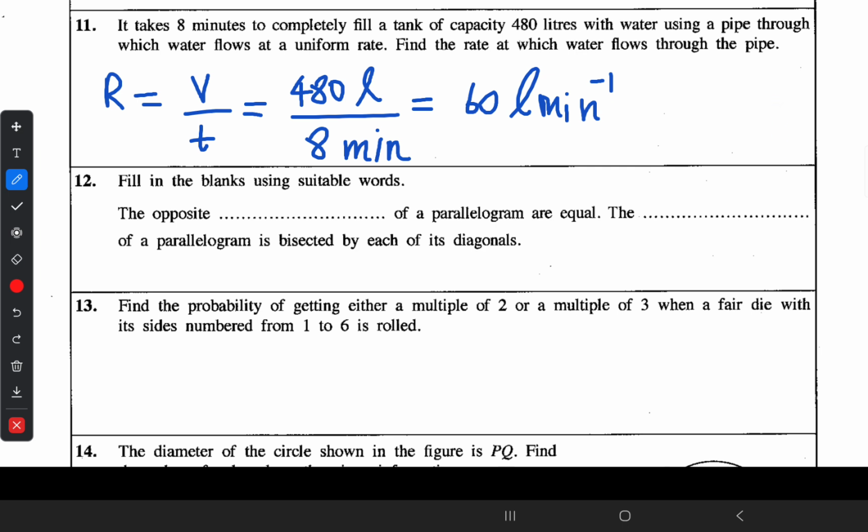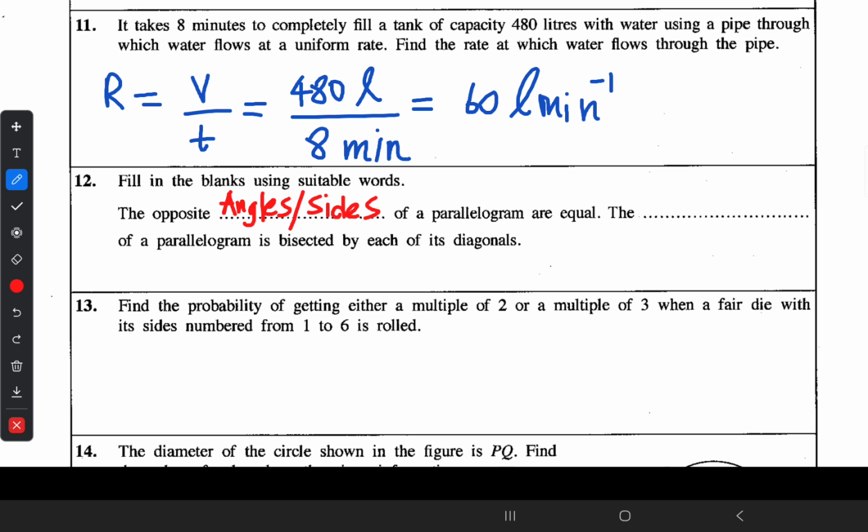Fill in the blanks using suitable words. The opposite blank of a parallelogram are equal. So here you can fill in either angles, opposite angles are also the same. If not, you can write opposite sides. Opposite sides are also the same. Opposite sides of a parallelogram are equal.